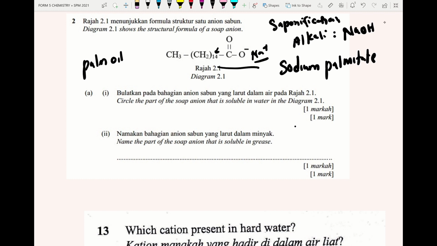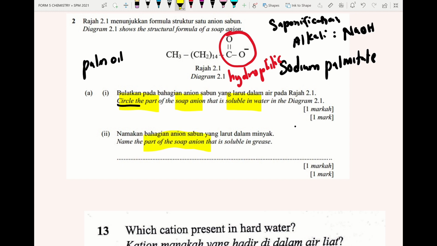All right, now we move on to the question given here. They want you to circle the part of the anion that is soluble in water. Please remember the anion that is soluble in water is this one, and this region is known as the hydrophilic region of the anion of soap. All right, name the part.